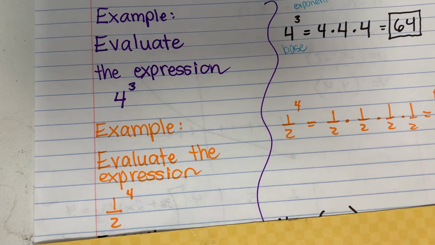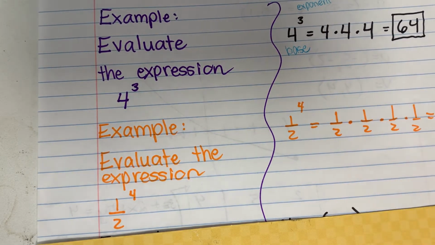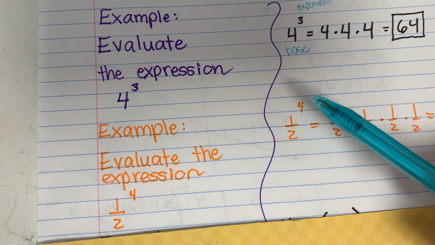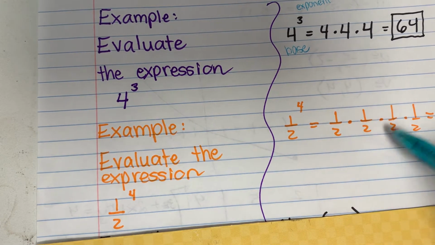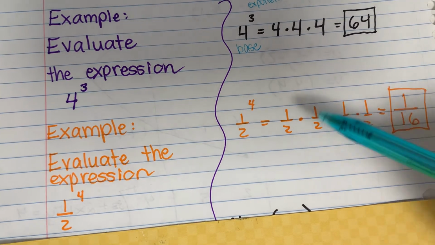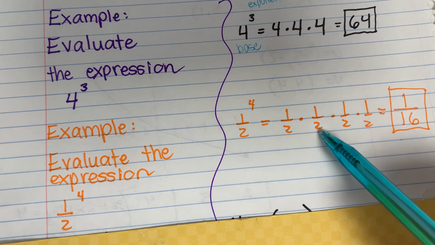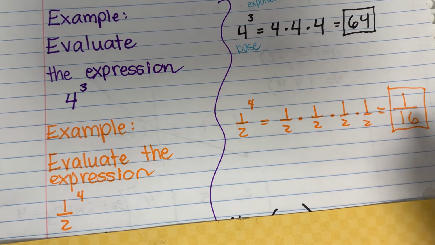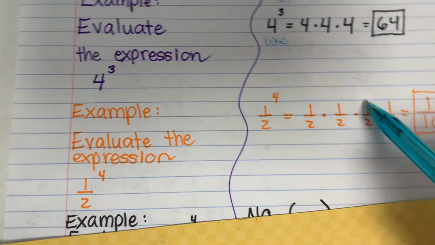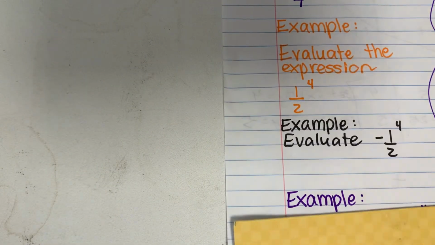So let's evaluate the expression 1/2 to the 4th power. This whole thing is a power. 1/2 is our base. 4 is the exponent. 4 tells us that means there are 4 1/2s. 1, 2, 3, 4. Getting multiplied together. And reminder with fractions, we've got 1 times 1 times 1 times 1. That is 1. 2 times 2 times 2 times 2 is 16. With fractions, you multiply the tops and then multiply the bottoms. I'm going to move this over so we can do it.